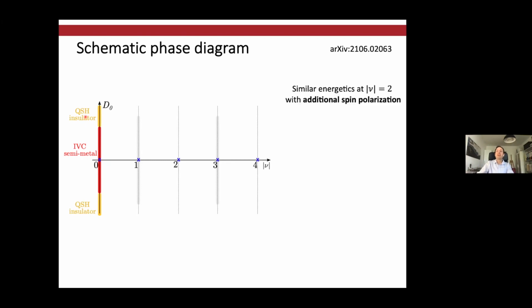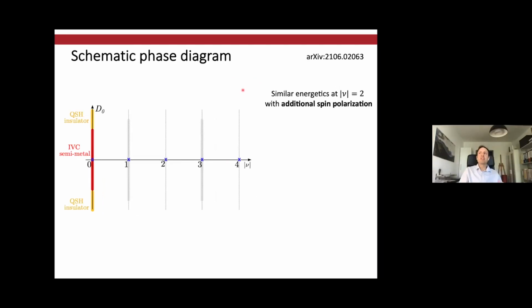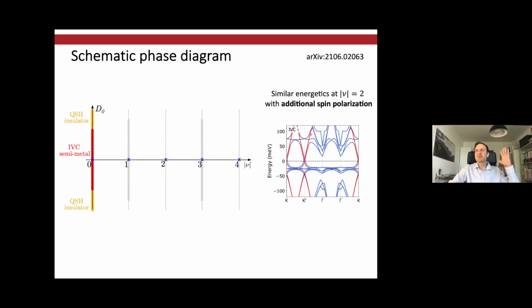But we also looked at nu equals 2. And here the energetics turns out to be quite similar. But on top of that, we get additional spin polarization. So what that means is, for instance, for this IVC state, say one spin flavor will have this intervalley coherent order, and one additional spin flavor will be entirely populated for nu equals 2 and pushed below the Fermi level. And this could be a potential explanation of the flavor polarization, this resetting behavior that I mentioned earlier in experiment. So schematically, we can indicate this here.